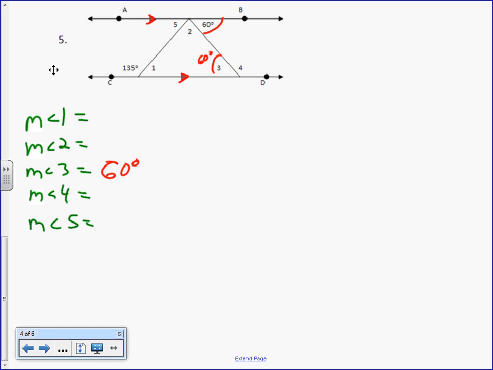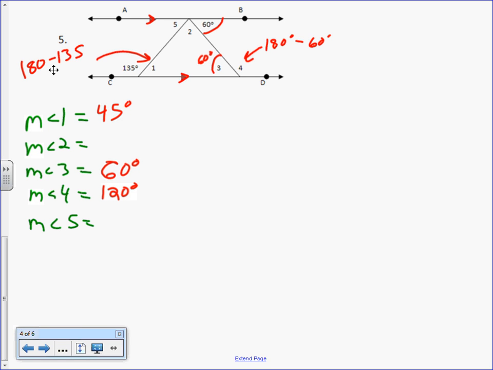The measures of angles 3 and 4 then are a linear pair, so those have to be supplementary. So this one would have to be 180 degrees minus 60 degrees. So that would be 120. Good. We've got 2 already. Oh, same thing with angle 1. That would have to be 180 minus 135, which would be 45. So angle 1 would be 45 degrees.